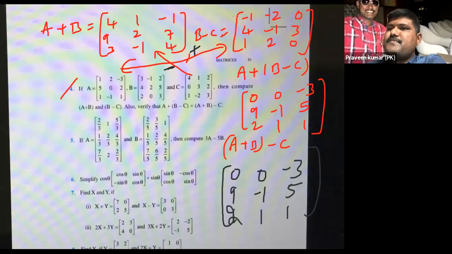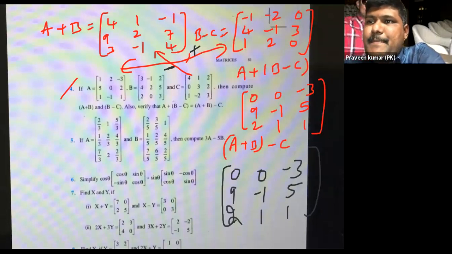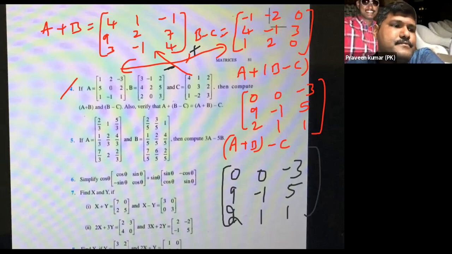Both are equal now. A plus B minus C is the same as A plus B minus C. That means it is nothing but the associative law. Okay. Do it first.